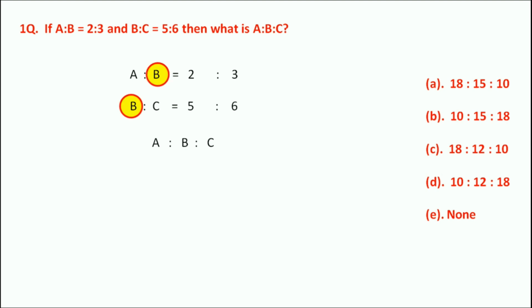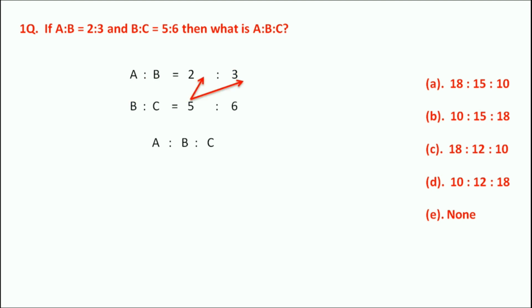B is the common variable in both the ratios. We can easily combine both the ratios using this common variable B, if the value of the common variable is the same in both the ratios. But if we closely observe the given ratios, the value of the common variable is not the same in both the ratios. Our first target is to make the value of B equal in both the ratios. To do this, multiply both the sides of the first ratio with B's value in the second ratio, and multiply both the sides of the second ratio with B's value in the first ratio.